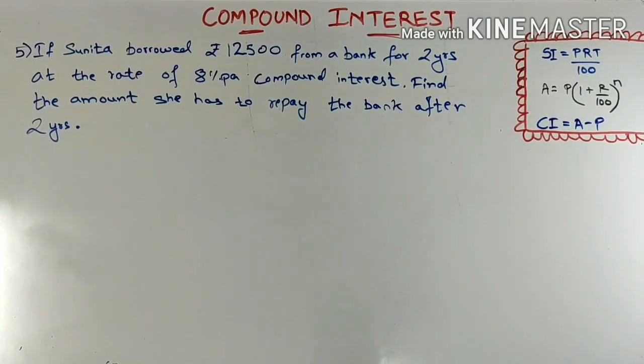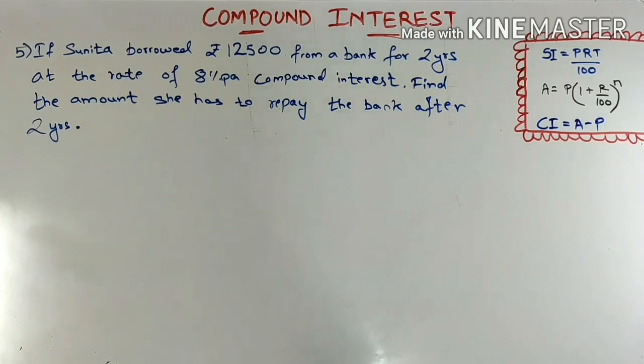Moving on to the next question. If Sunita borrowed rupees 12,500 from a bank for 2 years at the rate of 8% per annum, and it is compound interest, find the amount she has to repay the bank after 2 years. So from the question we are supposed to comprehend what is the principal, what is the rate of interest, and what is the number of years.